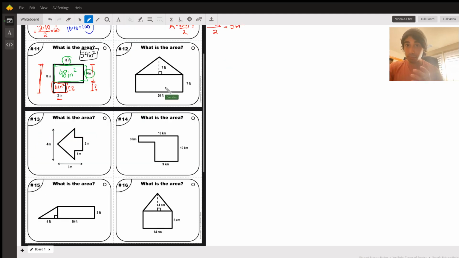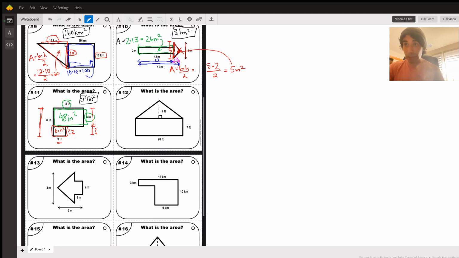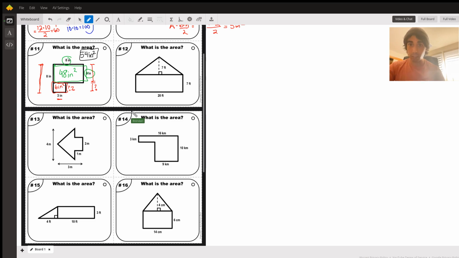Number 13 is almost the exact same thing as number 10. So think about how do we want to divide up that arrow. We make a rectangle and then make a triangle. Find the area of the rectangle, find the area of the triangle, and realize you're going to need this height. You're going to need to find that height.